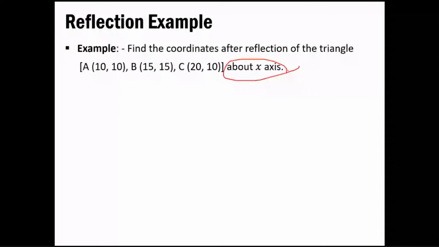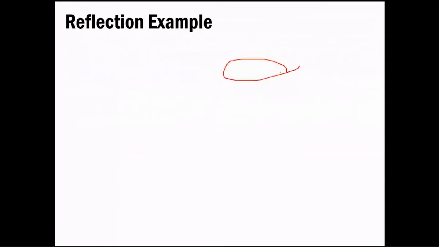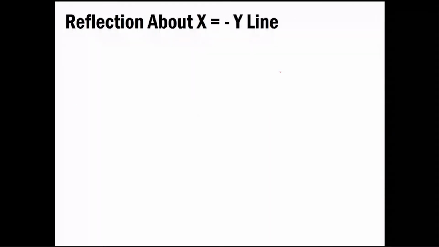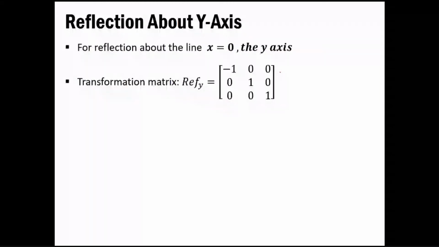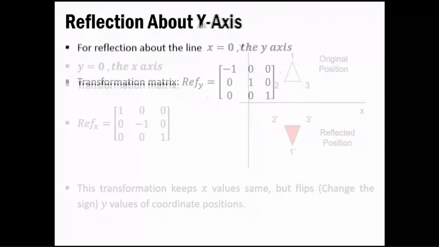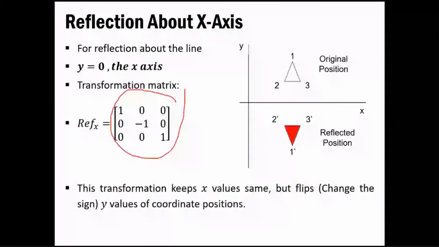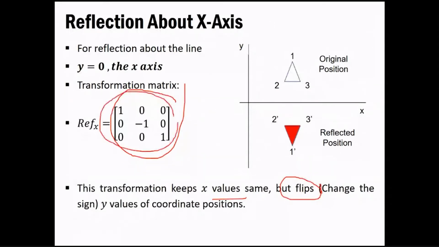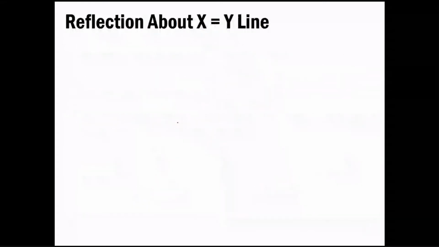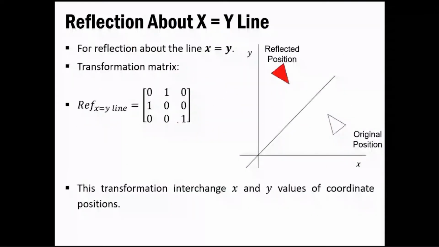So now you have to go to the previous thing that we have seen, that is about the x-axis. If it is about the x-axis, then you have to follow one transformation matrix that is given to you. What this transformation matrix says is that this transformation keeps the x value the same but changes the sign of the y values. So this transformation matrix you just have to take as it is and put it in your example, and we'll try to find the new coordinates, that is the resultant matrix.